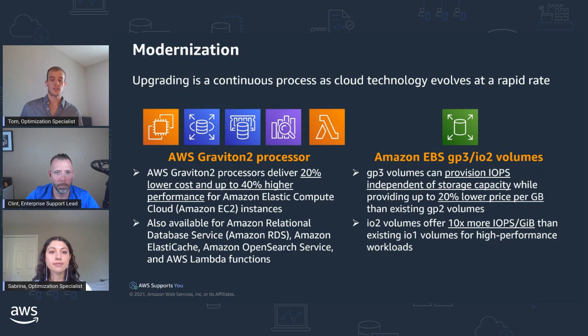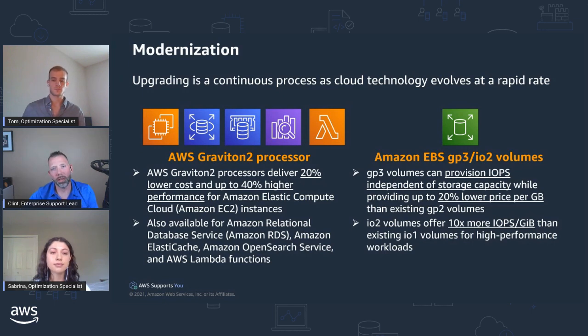The other modernization, as we touched on previously, was modernizing your EBS volumes from GP2 to GP3 and IO1 to IO2. GP3 volumes have 20% cheaper block storage, and as Clint mentioned, you can also scale IOPS and throughput independent of your storage capacity, unlike GP2. And IO2 volumes offer 10 times more IOPS per gigabyte than IO1 and offer economies of scale for provisioned IOPS. Clint, how have customers that you support successfully migrated workloads from traditional Intel-based processors to Graviton processors?